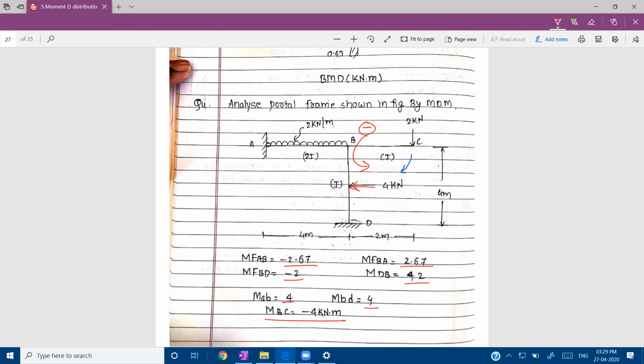How is it 4? 2 into 2 is going to be 4, because the perpendicular distance is also 2, so it is 4. And why is the minus sign given? Because the moment is acting in the clockwise direction. For that, the restoring moment will be anti-clockwise, and signs are given for the restoring moment. That's why this negative sign is there.